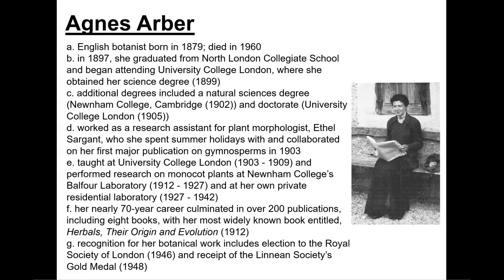She worked as a research assistant for plant morphologist Ethel Sargent, spending her summer holidays with her and collaborating on her first major publication, which came about in 1903. She also taught at the University College London from 1903 to 1909, and performed research on monocot plants at Newnham College, Balfour Laboratory, during 1912 to 1927. She then created her own private residential laboratory, which she used from 1927 to 1942.